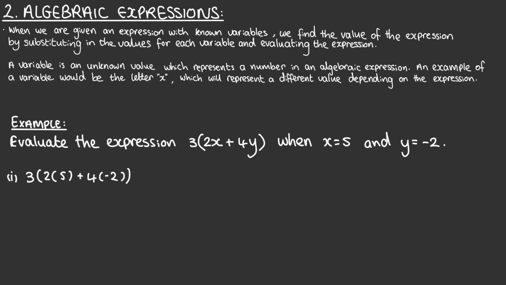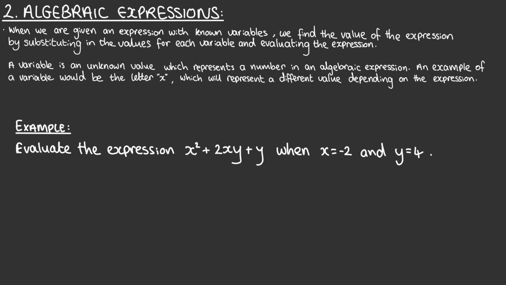So substituting x and y into the expression, we are left with 3 multiplied by, and then in brackets, 2 multiplied by 5 plus 4 multiplied by minus 2. Simplifying inside the brackets, we are left with 3 multiplied by 10 minus 8, which simplifies to 3 multiplied by 2, and 3 multiplied by 2 is equal to 6.